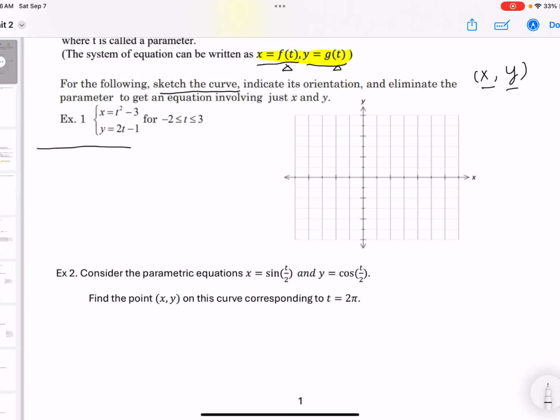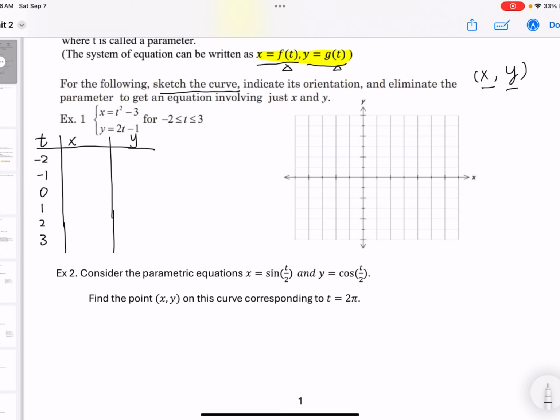Let's make a table. This is the x value and this is the y value. And in the first column, let's put the t here. I can choose the t values, and then I can find the x and y values. Starting from the smallest value of t, which is -2. What is the next? It is -1. I can pick some integers: 0, 1, 2, 3.